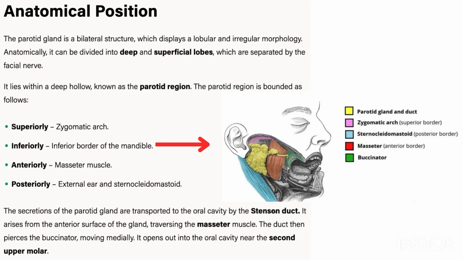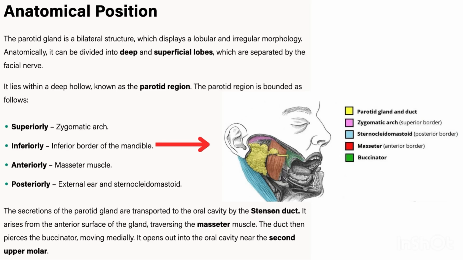We can see in the diagram the parotid gland, which is the yellow colored structure. So we can see superiorly there is the zygomatic arch. Inferiorly, there will be the inferior border of the mandible. Anteriorly, there will be the masseter muscle. Posteriorly, there will be the sternocleidomastoid muscle. So these are the boundaries of the parotid gland.